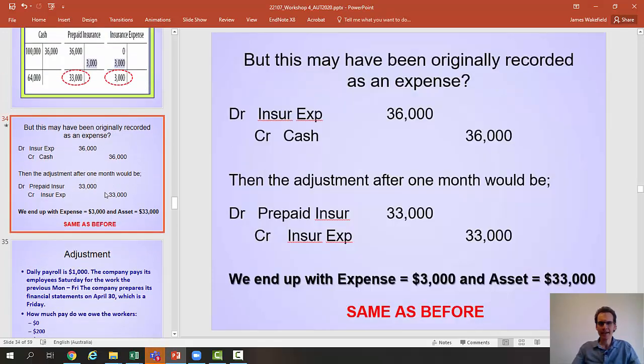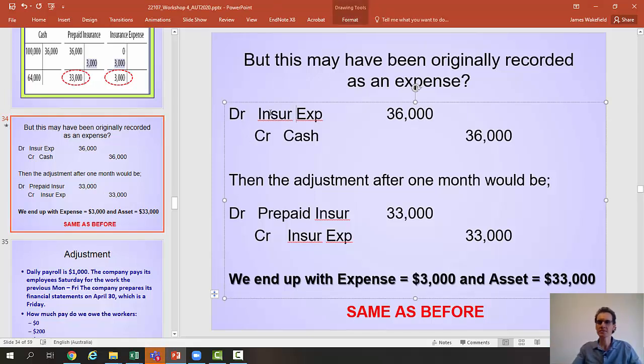Now, going back to the scenario, what happened if someone recorded it differently? What happened if when the insurance policy was acquired, rather than debiting prepaid insurance, insurance expense was debited? Now I know what you're saying again. You're saying, no, this is wrong. It's not an expense because the business has acquired an asset which has future ongoing benefit.